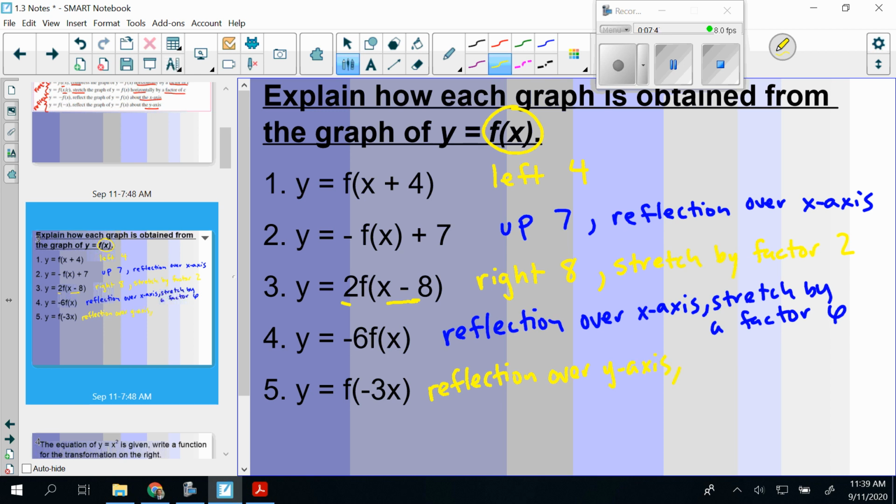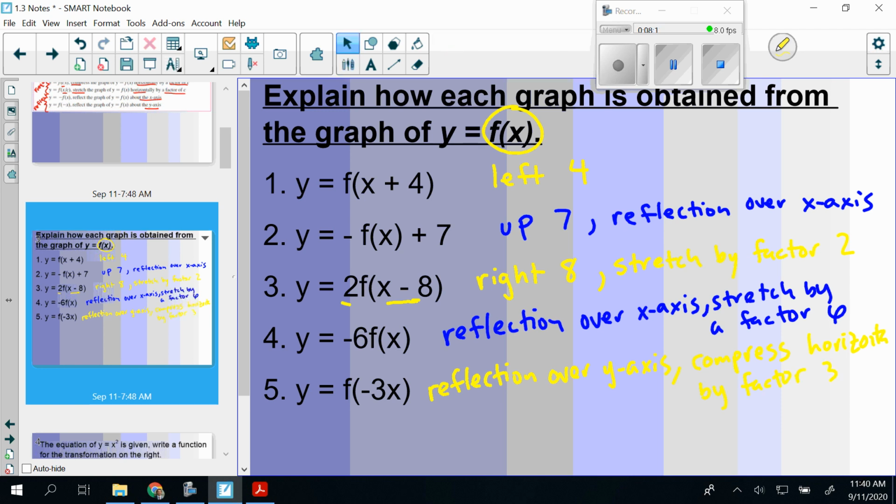And then the 3 is being times. Normally we would stretch, but this is going to actually compress this horizontally by a factor of 3.